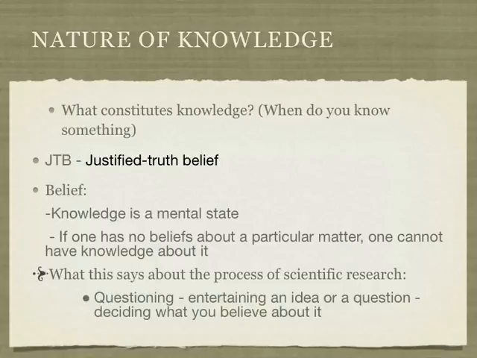Now, what constitutes knowledge? When do you know something? Then there are certain requirements that need to be present. The epistemology school calls it justified true belief. What that means is it already gives you three things that need to be present for something to be viewed as knowledge. The first thing is a belief.